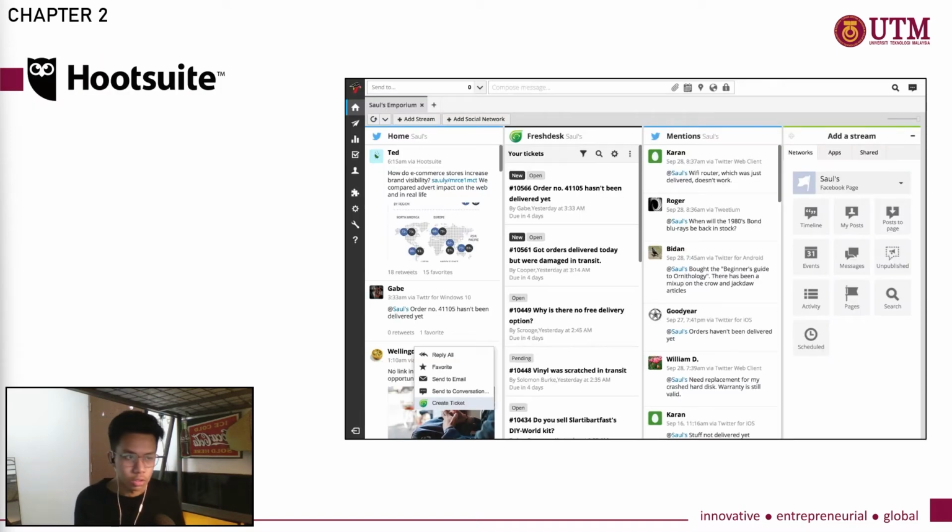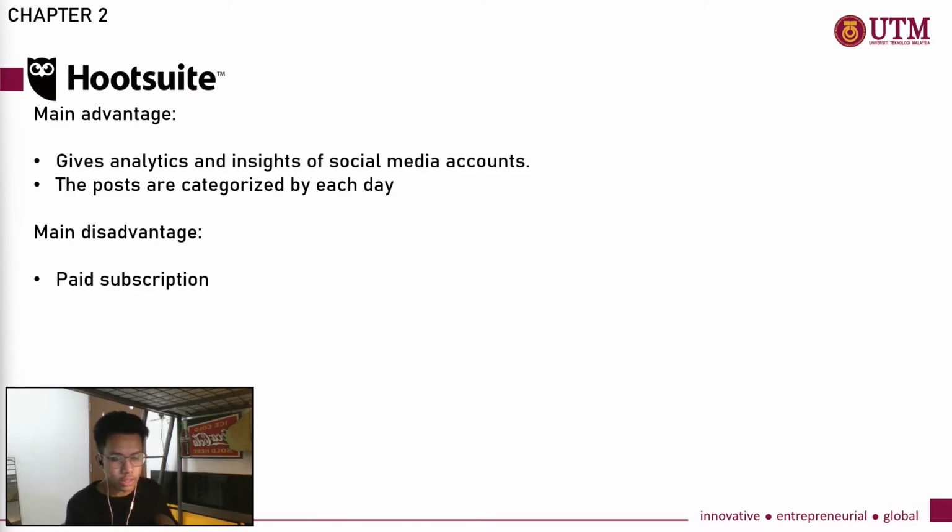Now moving on to Hootsuite, which is a social media management website. It focuses more on the business side of things. Nevertheless, it also has multiple social medias on one side where you can schedule posts and so on. This is what their page looks like. The main advantage is that it gives analytics and insights on social media accounts, and the posts are categorized by each day. However, the main disadvantage is that it's behind a paid subscription.